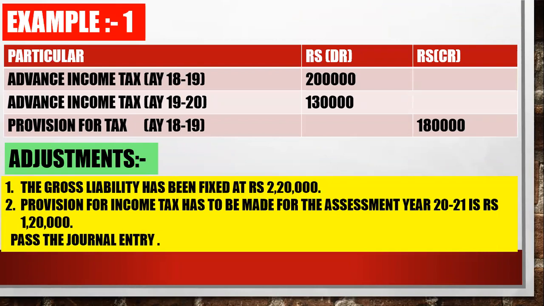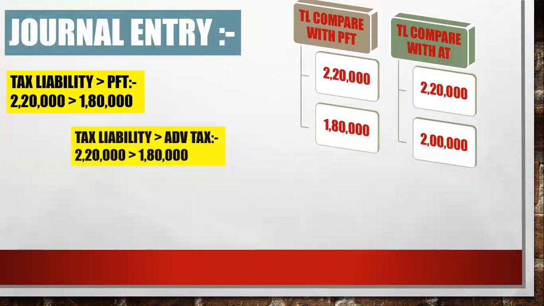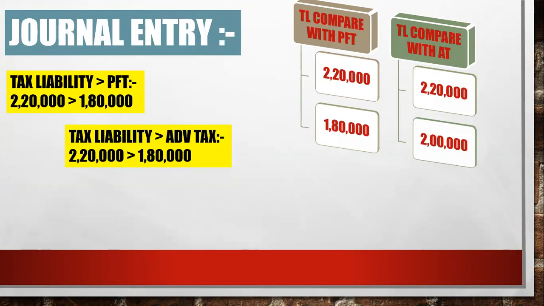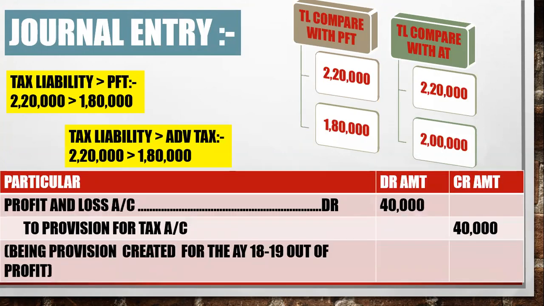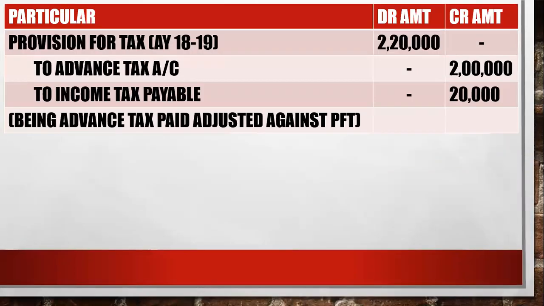Clear? Yes. So your tax liability is 2 lakh 20 and you have paid to the government 2 lakh. That means will the government give you a refund, or do you have to pay more to the government? So you have to pay more, because 2 lakh 20 is your tax liability and you have paid only 2 lakh rupees. So 20,000 you have to pay more. Clear? Yes. So this will be the journal entry for that.